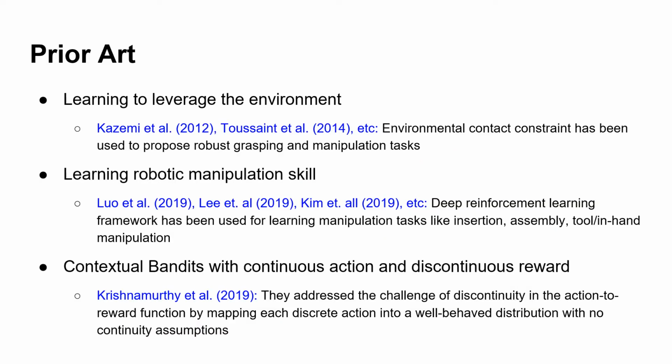Let us have a look at the related works mentioned in the paper. Earlier, there have been attempts by researchers to learn robotic grasping and manipulation tasks by leveraging the environment. But in all these works, robots interact with the environment using a limited set of constraints and a predefined way to exploit them. In contrast, this paper proposed a data-driven learning framework for robots to automatically discover and learn how to change and leverage the environment with self-supervision.